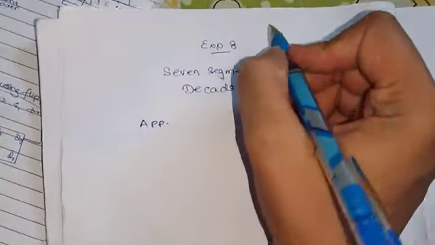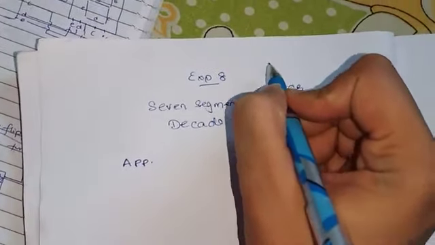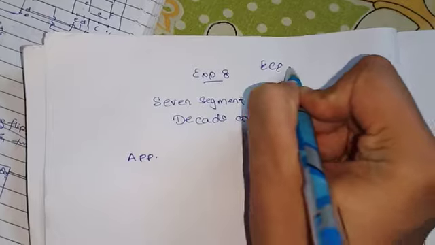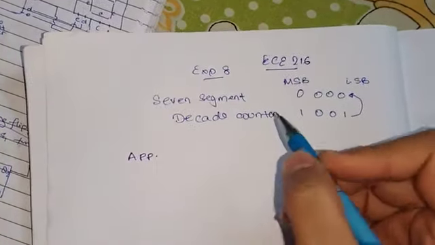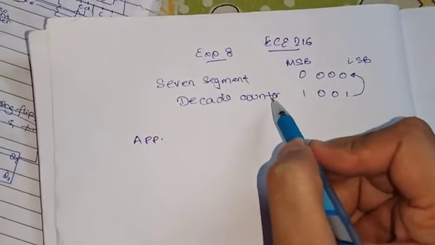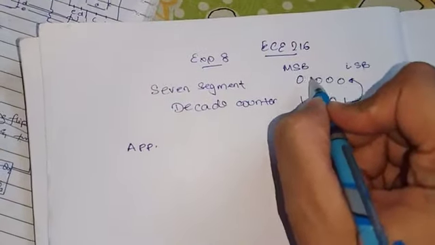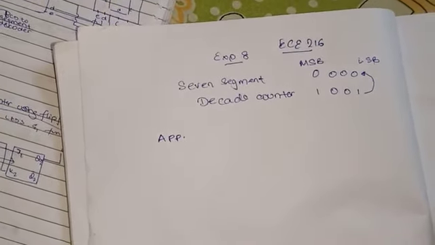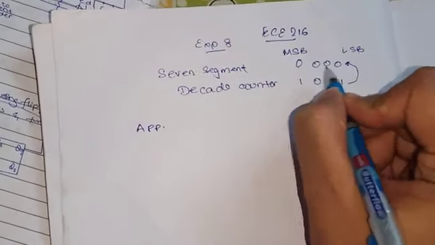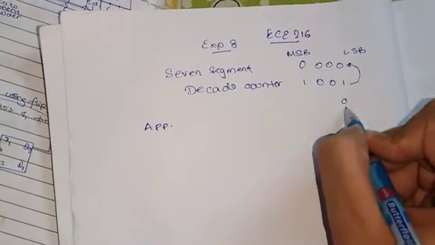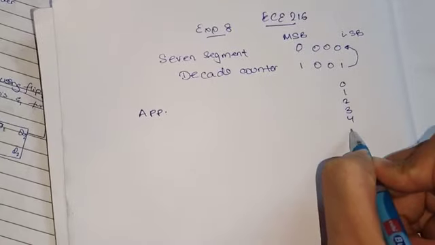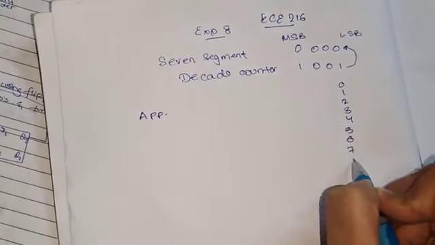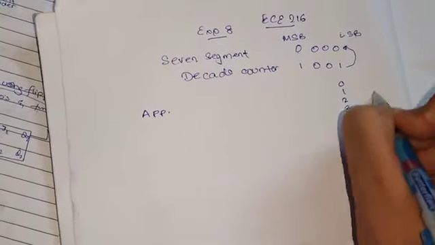Guys, today I will tell you about experiment number 8 of ECE 216. It is the 7 segment decade counter. In this you have to count from 0 to 9, that is a total of 10 counts: 0 1 2 3 4 5 6 7 8 9, and then again 0.